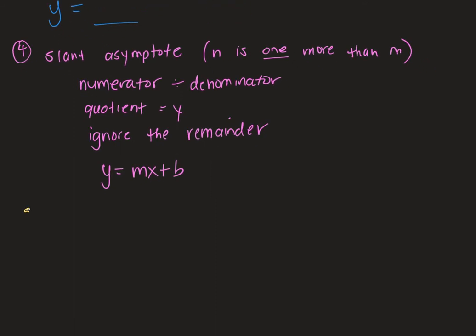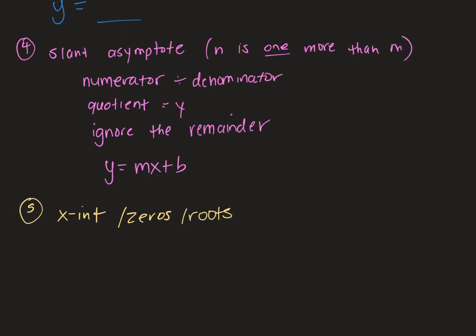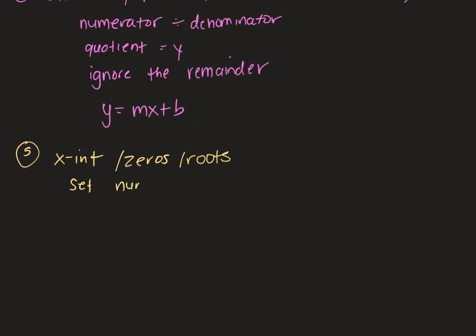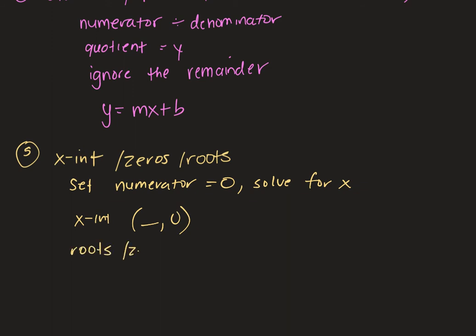Then we did our x-intercepts, so you want to pay attention to the words. If it says x-intercepts or zeros or roots, those all mean the same thing. They all mean set your numerator equal to 0 and solve for x. If it asks for intercepts, you'll put it in coordinate point form. So it would be whatever you get, comma 0. If it asks for roots or zeros, you'll just list the number. So I'm pretty sure on the quiz I put x-intercept, so it would be in coordinate point form, but you'll see this both ways.